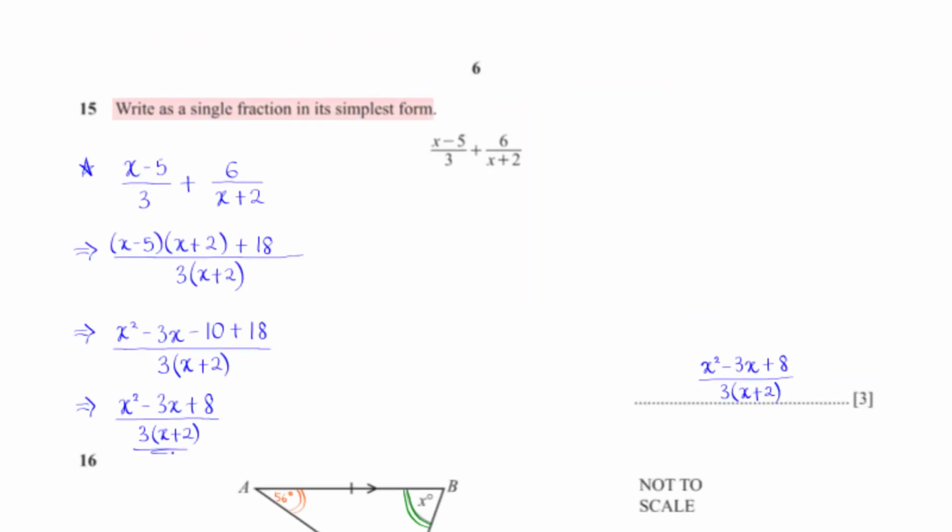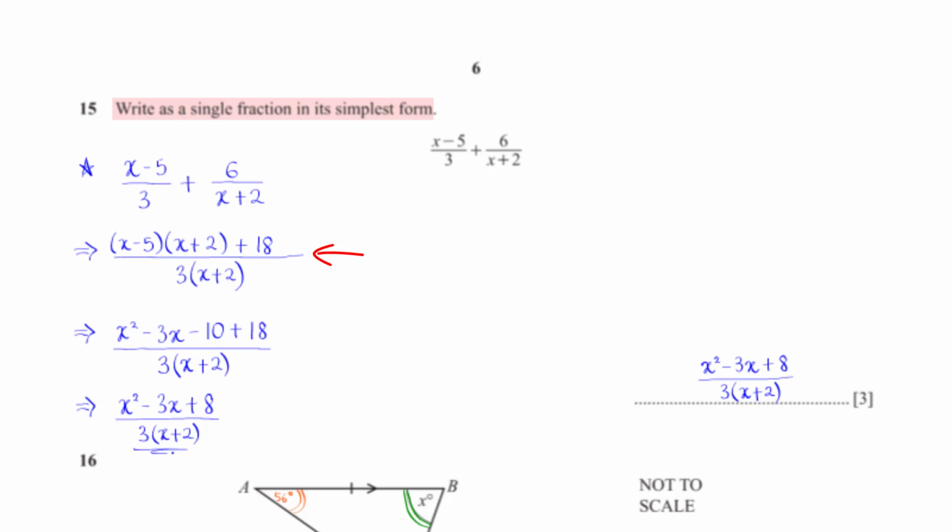Write as a single fraction in its simplest form. To find the LCM, all we need to do is multiply the denominators, and so that gives us 3 times x plus 2. 3 goes into the LCM and we are left with x plus 2, which multiplies the numerator, giving us x plus 2 times x minus 5. X plus 2 goes into the LCM and we are left with 3, which multiplies the numerator 6, giving us 18.